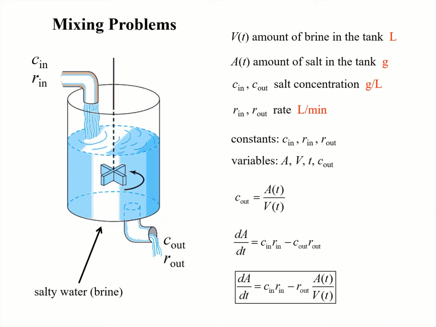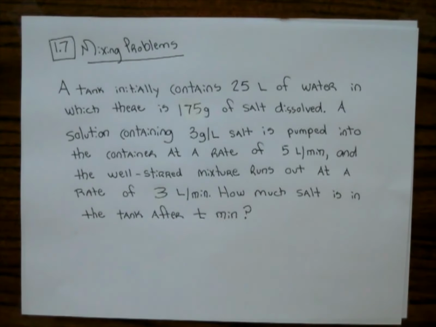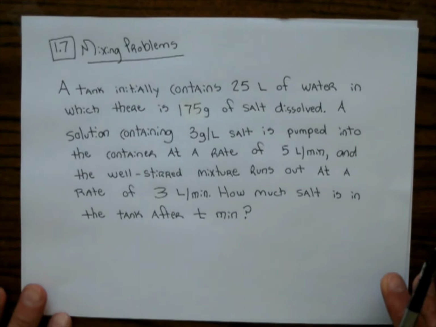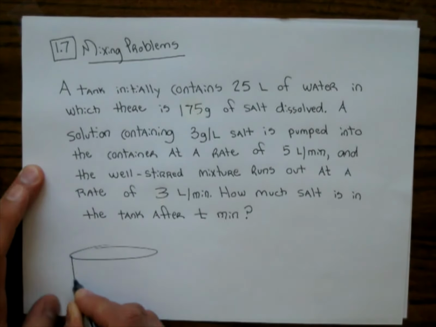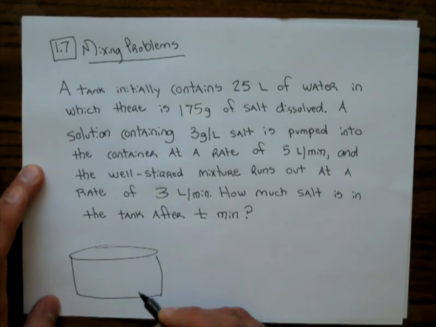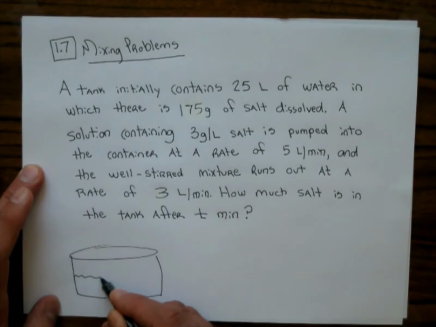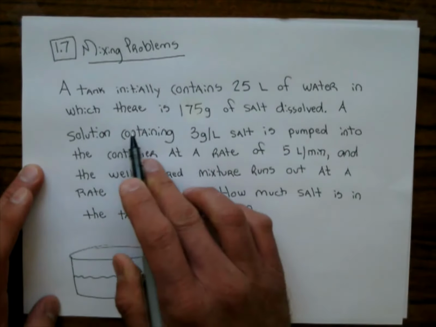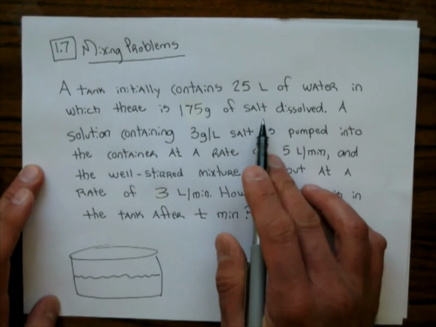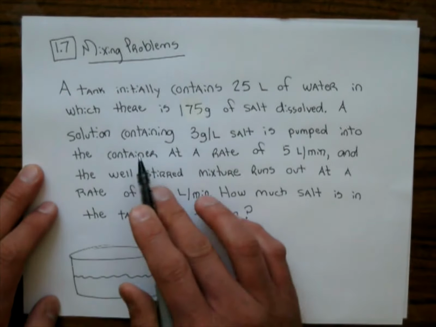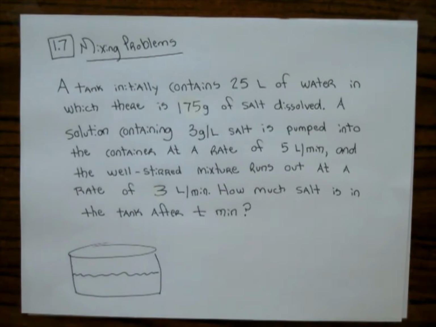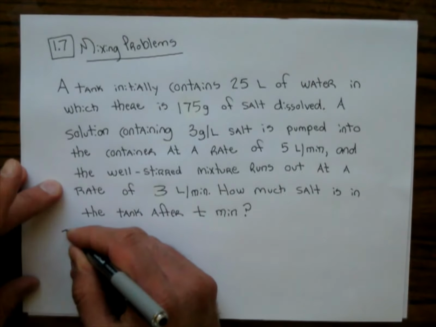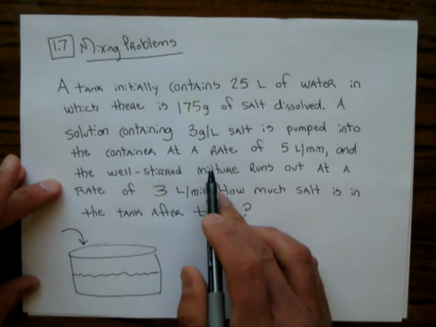So now we'll go back to the paper. A tank initially contains 25 liters of water. We could, if we want, draw the tank. So it's got some water in it, in which there is 175 grams of salt dissolved. A solution containing 3 grams per liter of salt is pumped into the container at a rate of 5 liters per minute. So basically we have some stuff going in.